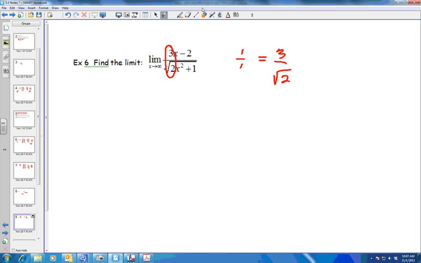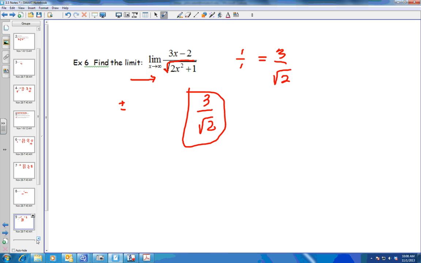Now, here's one thing you have to be careful with when dealing with something underneath the radical. We know that when we take the answer of a square root, I have a plus or minus in front. Okay, so in this problem, my answer is going to be plus or minus 3 over square root of 2. Well, doesn't it make sense if I'm going to positive infinity, my answer is going to be positive 3 over the square root of 2.